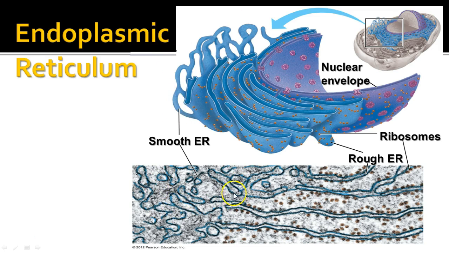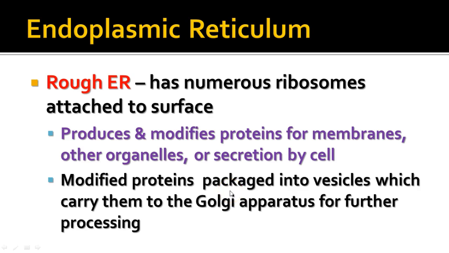The rough ER is called rough because it has ribosomes attached to the surface, and it looks like sandpaper. This part of the endoplasmic reticulum system makes proteins. These are proteins that are needed for membranes or organelles within the cell, or proteins that will be secreted by the cell for various purposes.